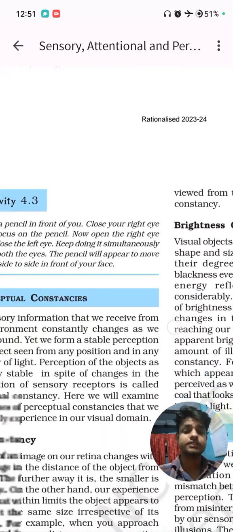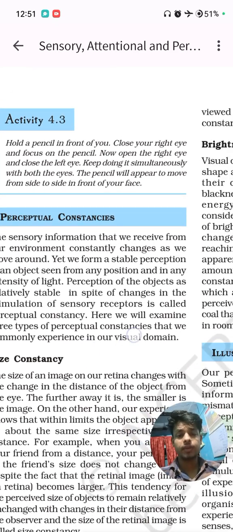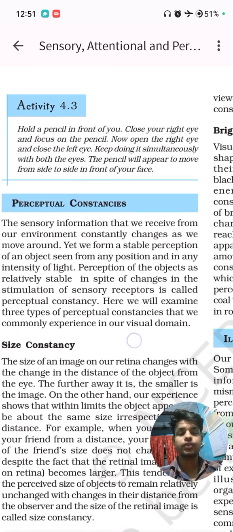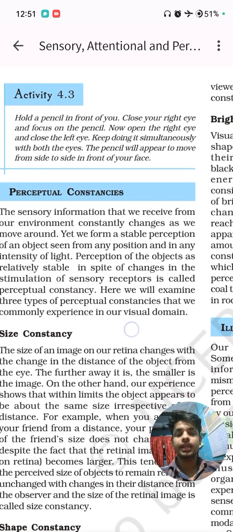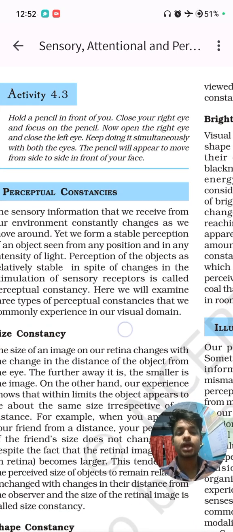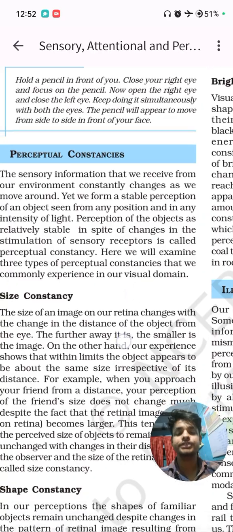Activity 4.3: hold a pencil in front of you and close your left eye and focus on the pencil. Then open the left eye and close the right eye. Keep doing this alternately with both eyes, and the pencil will appear to move sideways in front of your face.